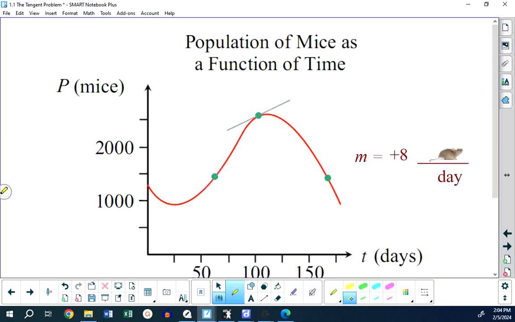I think you're getting the idea. If the slope of this line is 8 mice per day, then the graph that's in red has a slope at that instant of 8 mice per day. By the way, I haven't explained why the slope of the tangent is the slope of the function, but I think intuitively it's the case.